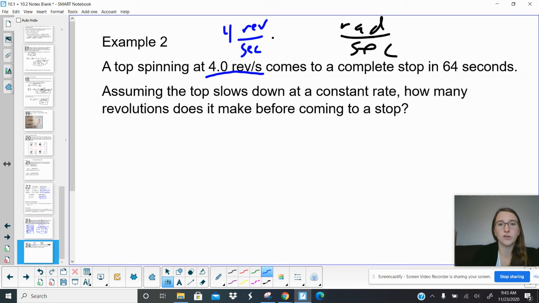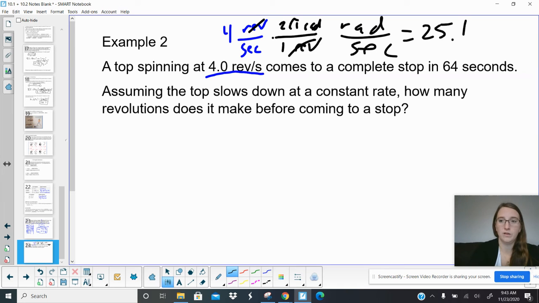all I have to do is convert the radians. So I have 2 pi radians. Good Lord, I'm making so many mistakes right now. Hopefully no one watches this on YouTube. 2 pi radians per 1 revolution. So that cancels out. So all I need to do is 4 times 2 pi. We get here that this is 25.13 radians per second.